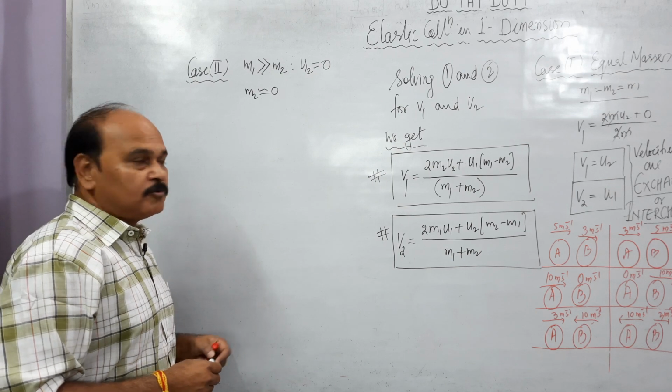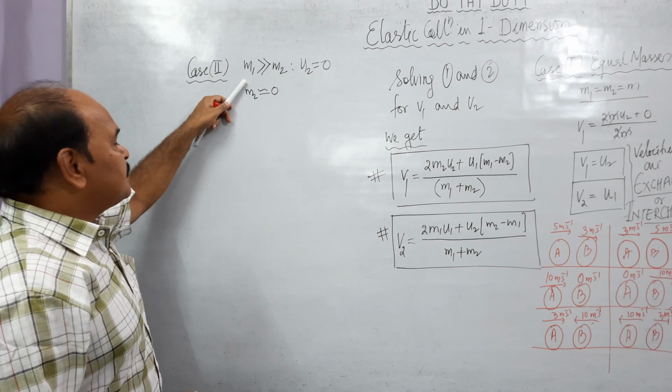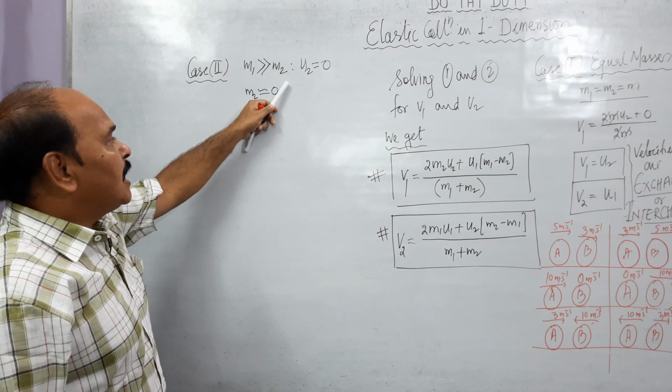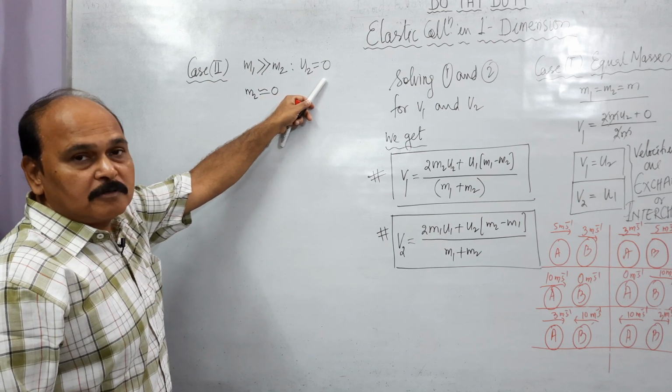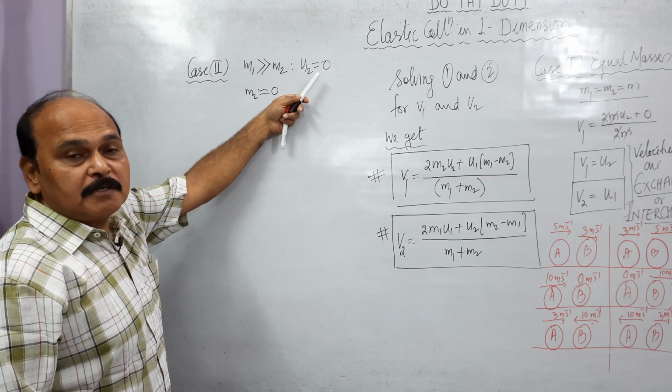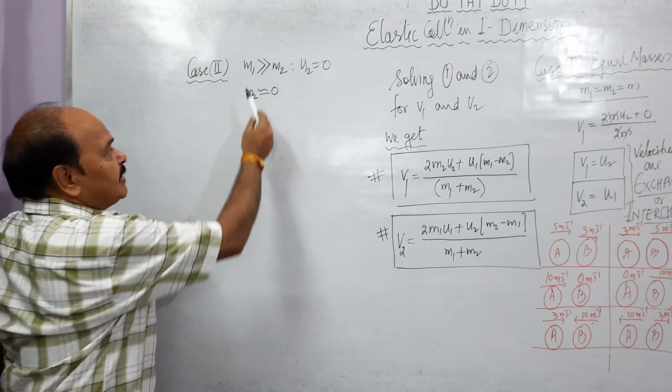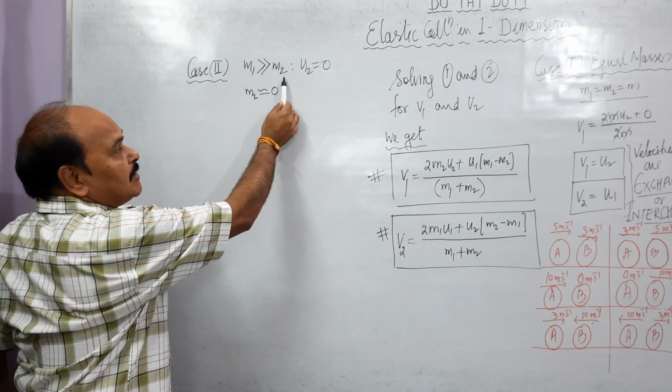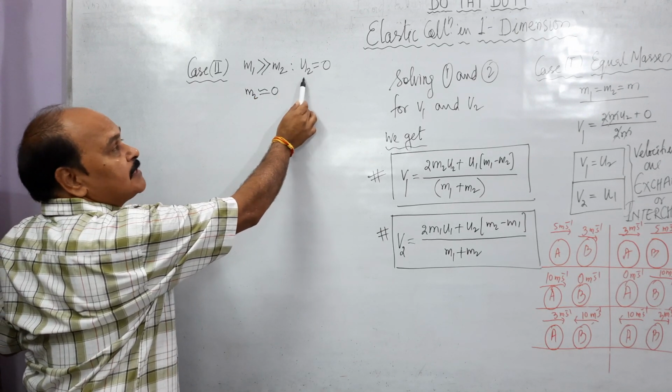In situation 2, m1 is much greater than m2 and u2 is equal to 0. What does this mean? This simply means a very heavy mass is colliding with a light mass and the light mass is at rest.